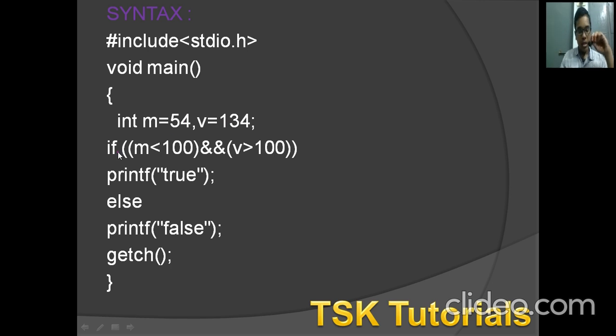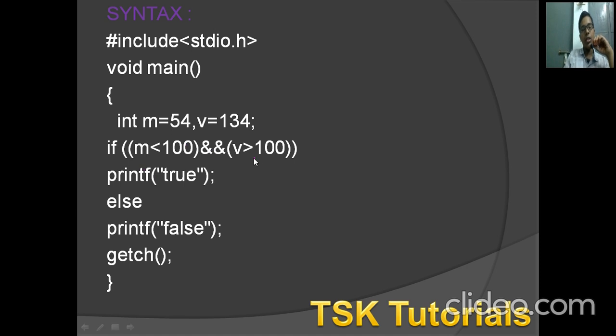If condition. This is also logic. Logics include if or else conditions. The first expression is m is less than 100. This is my first expression. I have given it in a pair of parentheses, and the operator symbol is &&. This is the symbol to perform the AND operation in the C language.